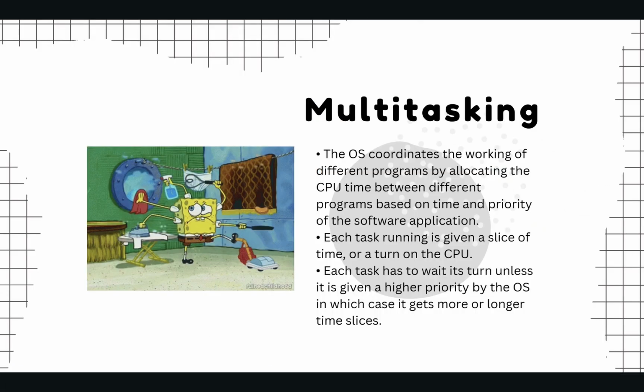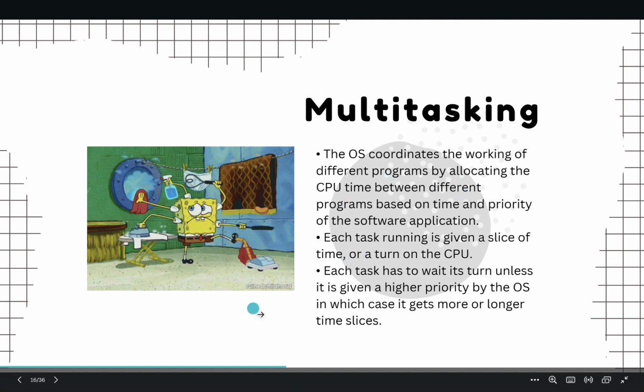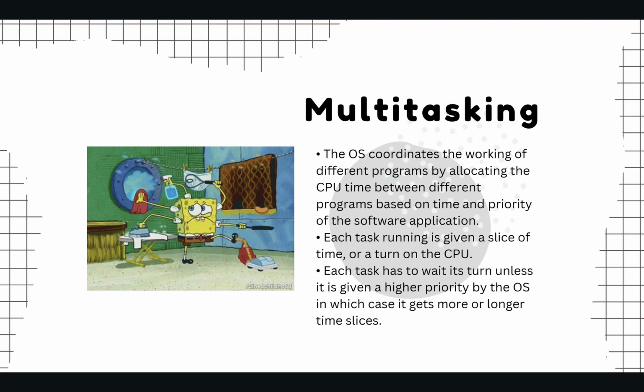Next function is multitasking. The OS coordinates the work. Multitasking generally refers to this OS function. For example, when you open multiple windows, you don't need to close one window to open another. You can open 2 or 3 or 4 windows simultaneously, and the operating system will still work. So that's basically what multitasking is.